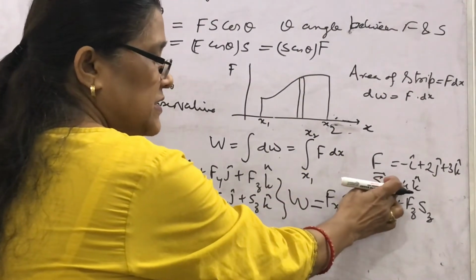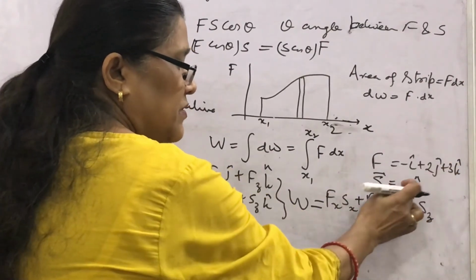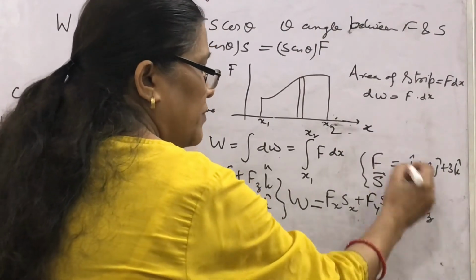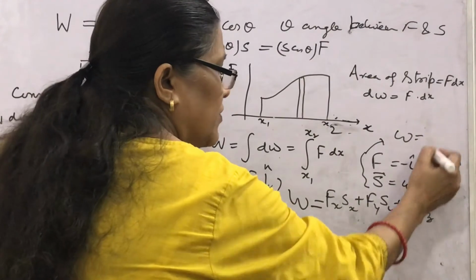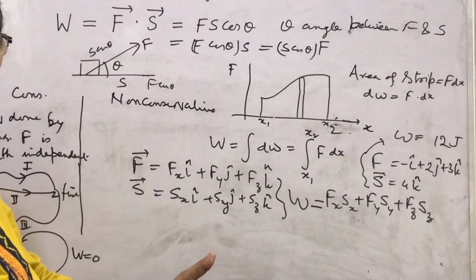Here Sx and Sy are 0, so the work done will be only this into this. That is, the work done will be written as W = 3 into 4, that is 12 joule. Such types of questions are asked.